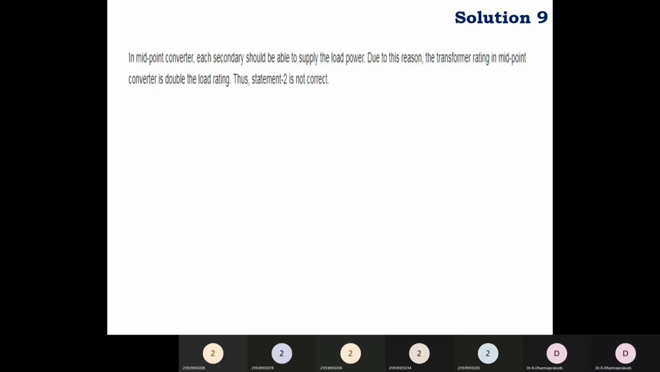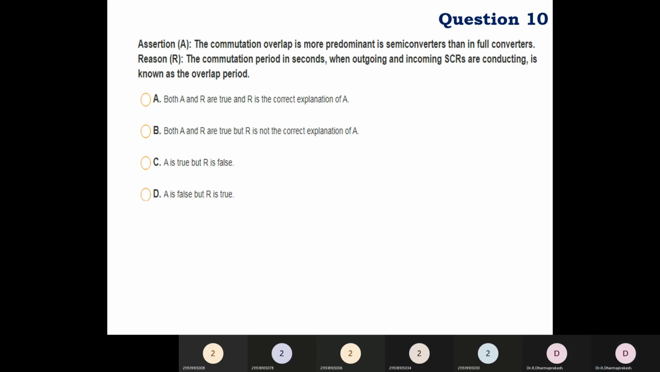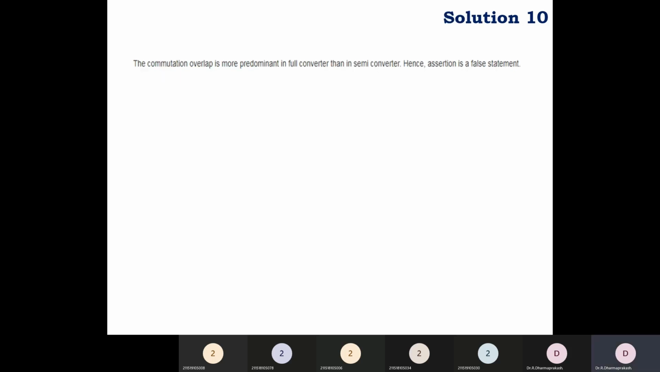And next, question 10. Here they have given the assertion: the commutation overlap is more predominant in semiconverters than in full converters. Reason: the commutation period in seconds when outgoing and incoming SCRs are conducting is known as overlap period, right? So here we know that the commutation overlap is more predominant in full converters than in semiconverters. Hence, the assertion is false.